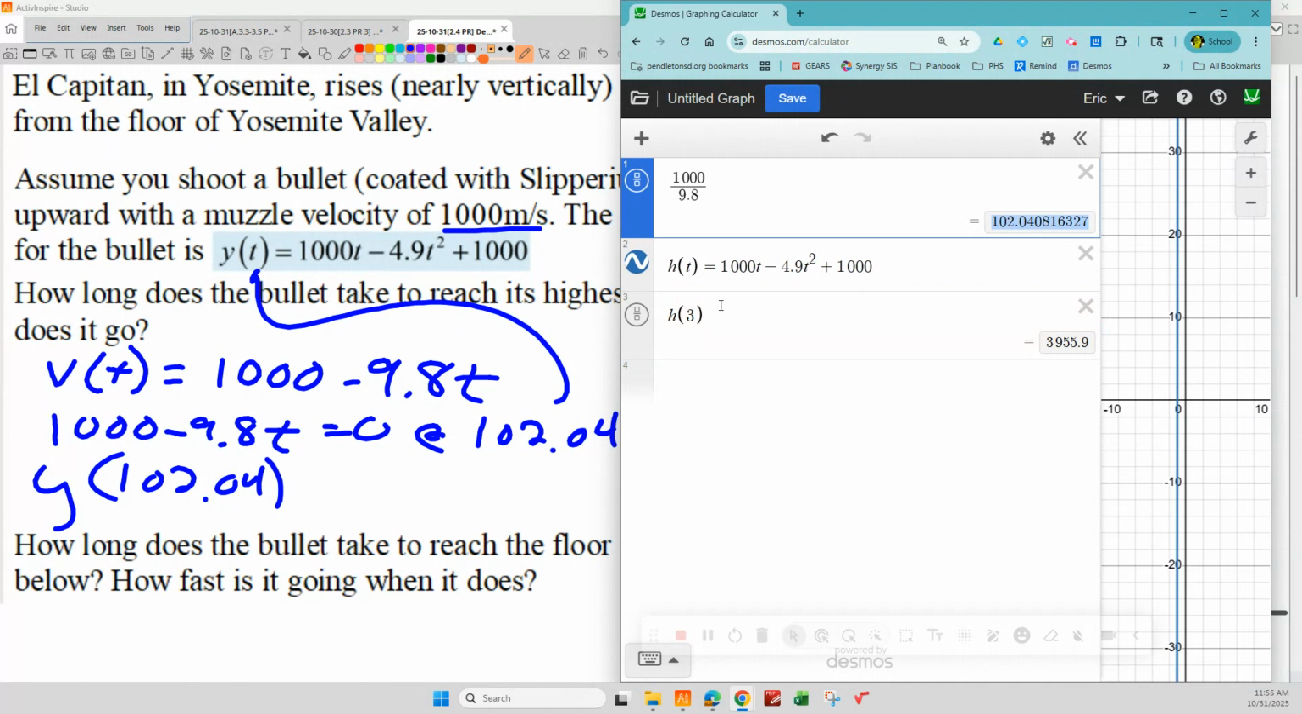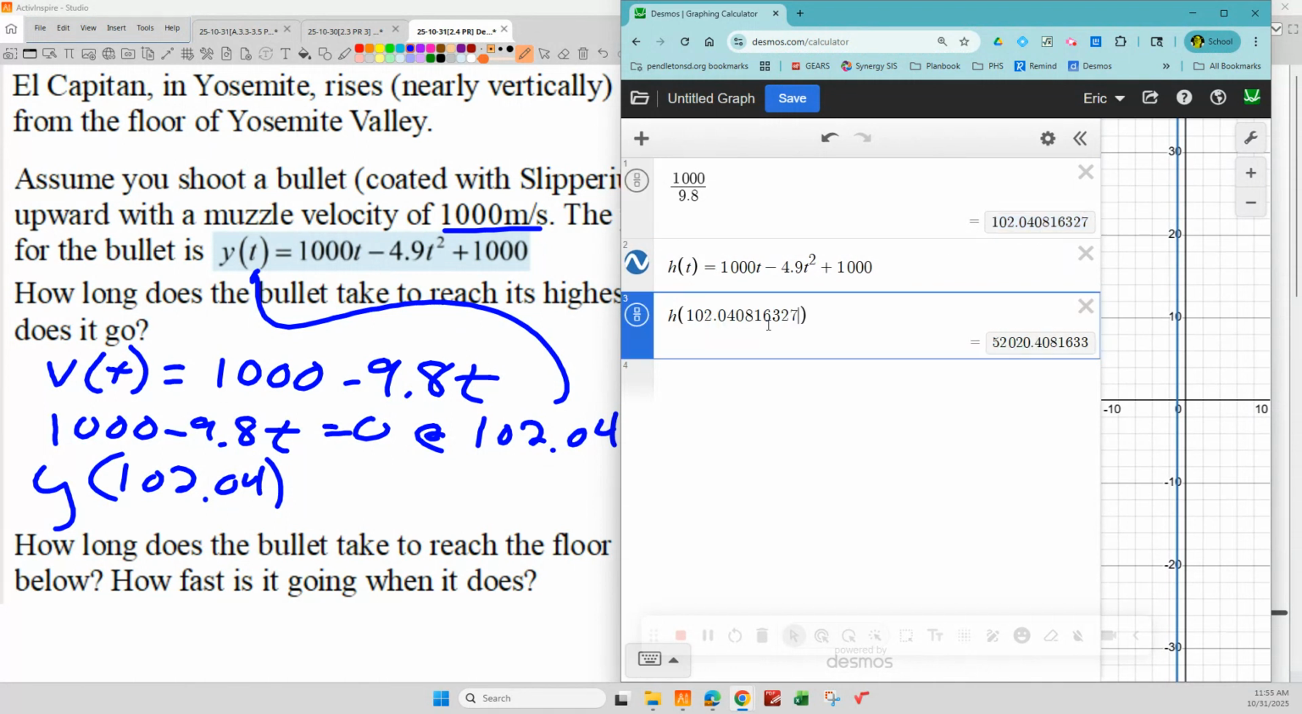All right. Anyway, we'll pick this up. That's pretty high. Look at that. 52,000 meters. 52 kilometers. You think that's realistic? No, not even remotely.